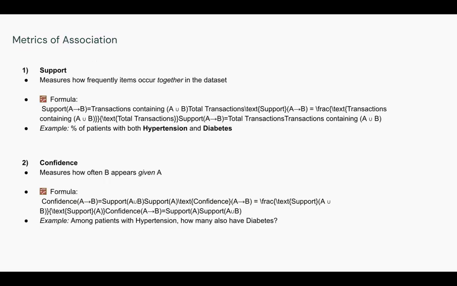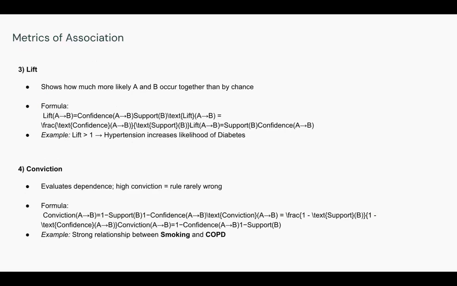So we're able to see what support means. For confidence, it shows how likely one condition appears given another. For instance, how many patients with hypertension also have diabetes? Lift shows how much more likely A and B occur together than by chance. Conviction evaluates dependence and whether a rule is rarely wrong. It shows how dependent two items are. The higher the conviction, the more reliable the rule.